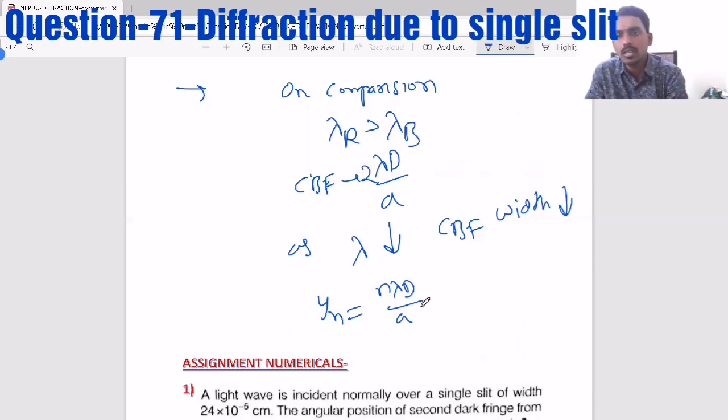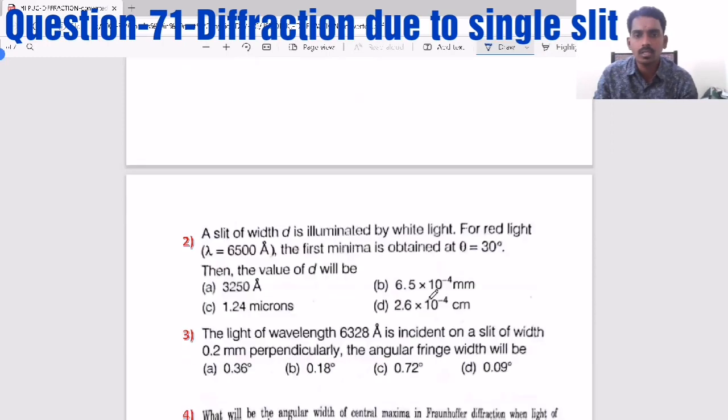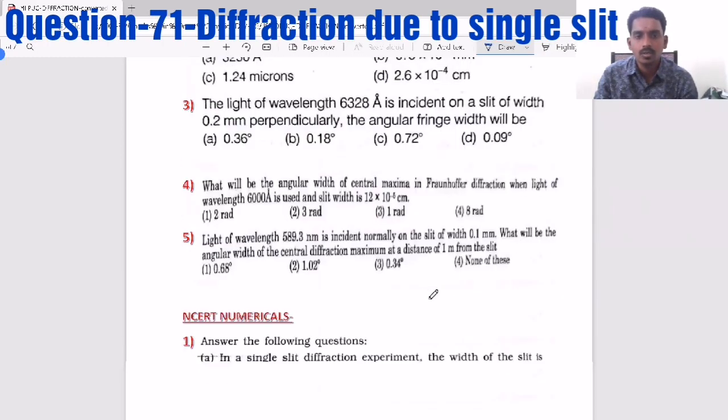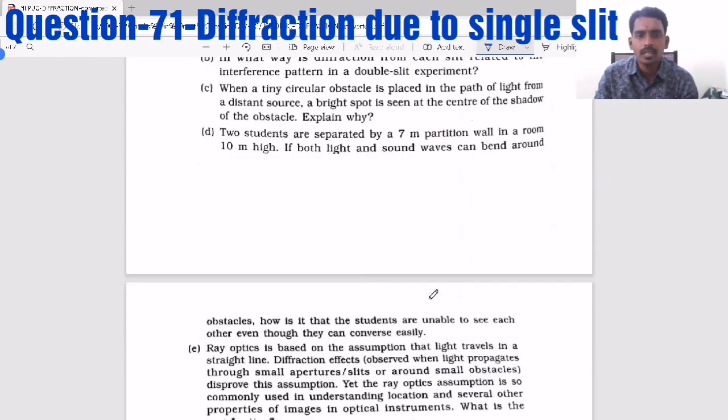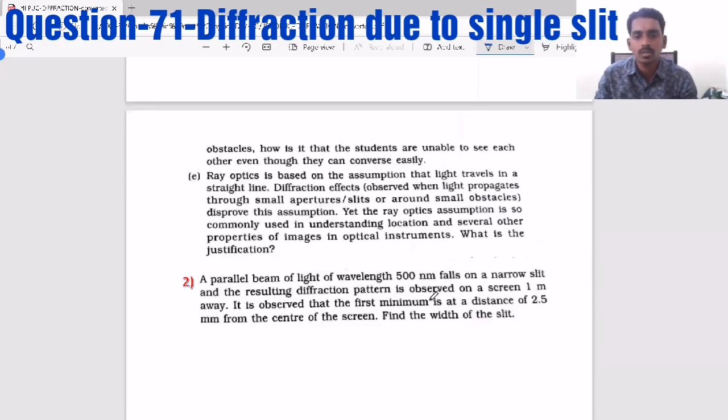But most of the time they prefer to ask questions based on Young's double slit experiment rather than diffraction. But still, just try to solve these simple kinds of questions, formula based minima and maxima conditions. So similar questions I have given as an assignment. So please just try to solve. And in NCERT also they have not given many questions. Just 1 or 2 questions are there. So please just try to understand.